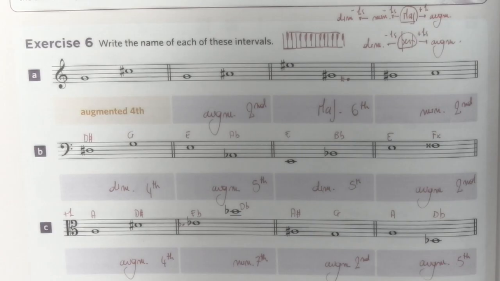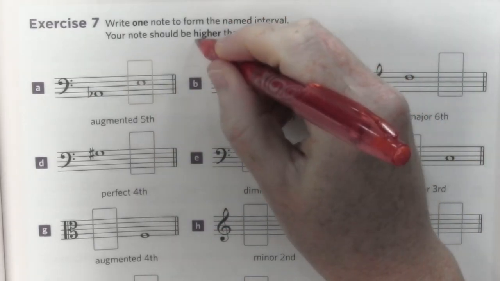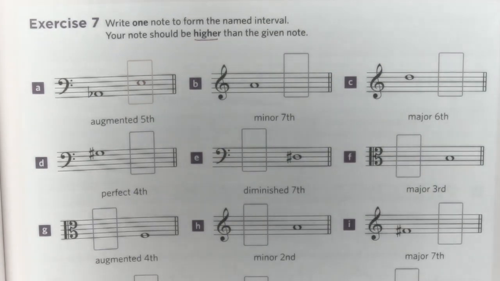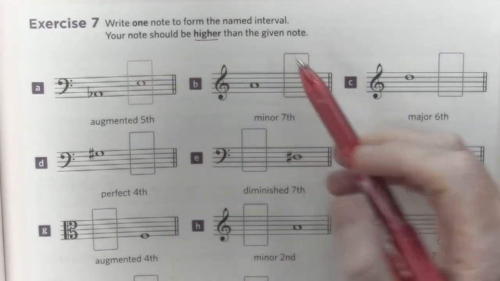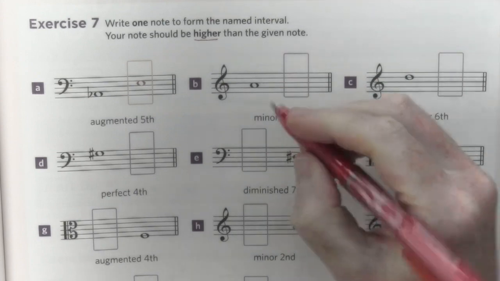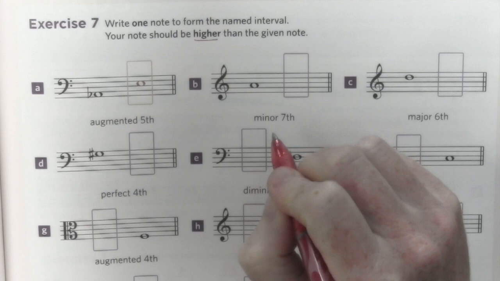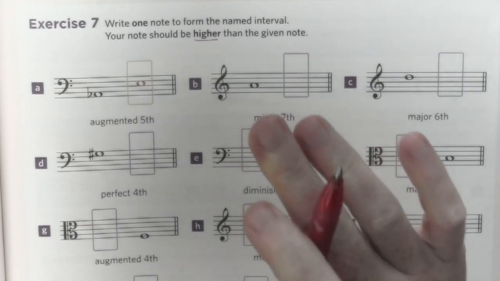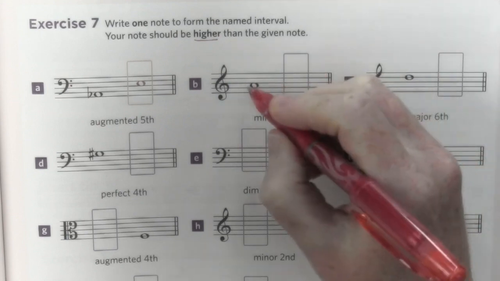Exercise 7 now. In this exercise we need to write the intervals, and this note should be higher, and I highlight that, underline and highlight that one more time. We start with a minor 7th. Let's apply my technique, which again I have found myself, so you won't find it in any other music theory videos.